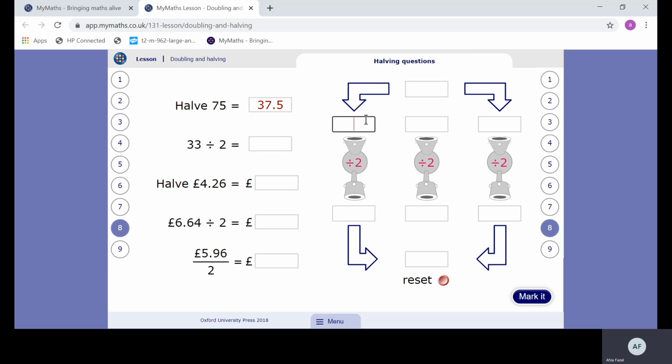So let's break that one down. We've got £4, 20, and then 6. £6.13. You got £6.64. This calculation here, £5.96 with the line and then 2, that means £5.96 divided by 2, okay? So it's written slightly different in a different format, but all of them mean you're dividing by 2, so you're halving them.